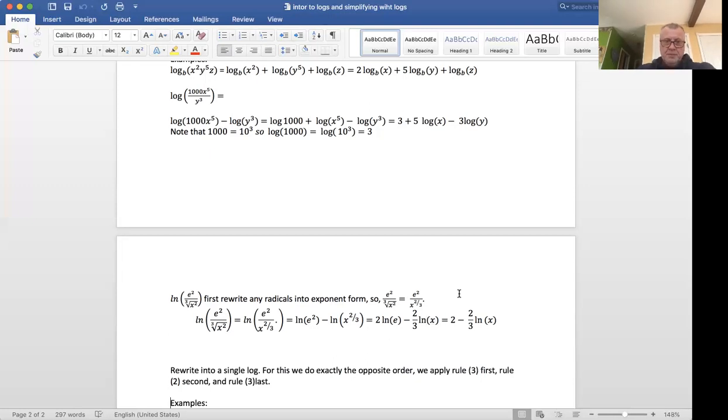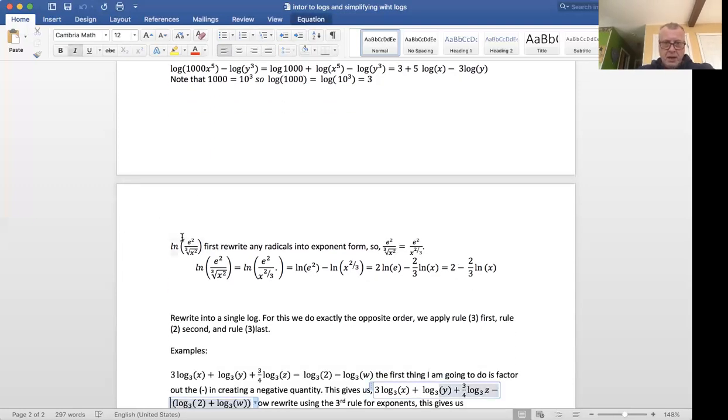So this next one, ln of e squared over the cube root of x squared. First, whenever you have a radical inside of a logarithmic argument, change it to exponent form. So this cube root of x squared is really x to the 2/3 power. That's how I'm going to handle it when it's in log form. So that means that we have the ln of e squared over the cube root of x squared, which is equal to the ln of e squared over x to the 2/3.